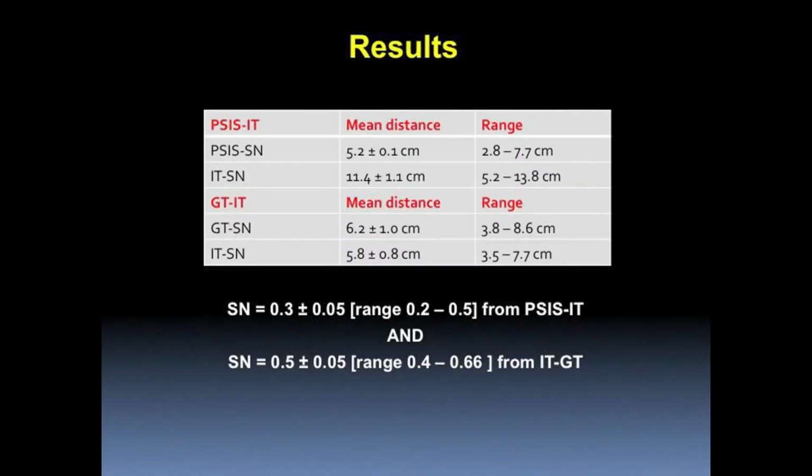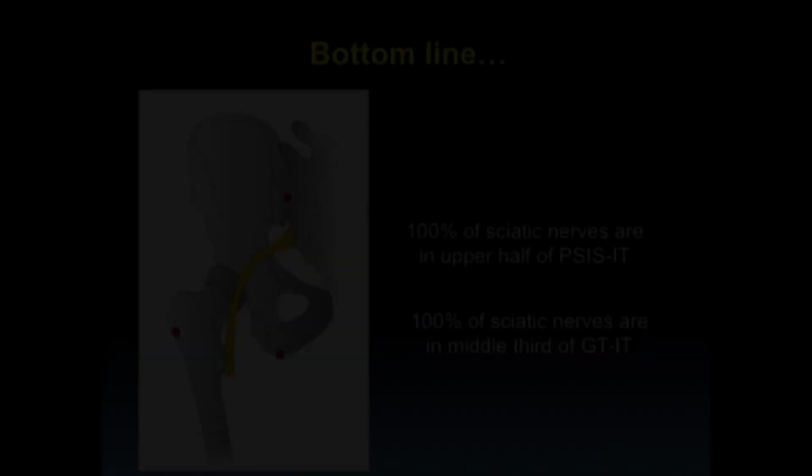What we found is that the sciatic nerve was placed on average 5.2 centimeters below the posterior superior iliac spine and 11.4 centimeters above the ischial tuberosity along a line between the posterior superior iliac spine and the ischial tuberosity. What we also found is that along a line from the greater trochanter to the ischial tuberosity, the sciatic nerve lay 6.2 centimeters from the greater trochanter and 5.8 centimeters from the ischial tuberosity.